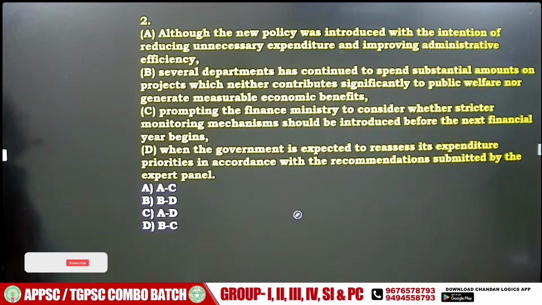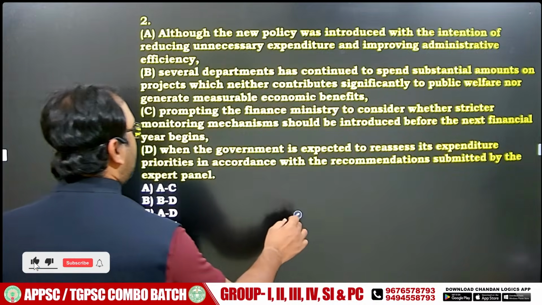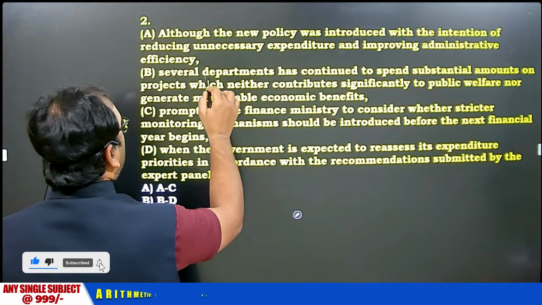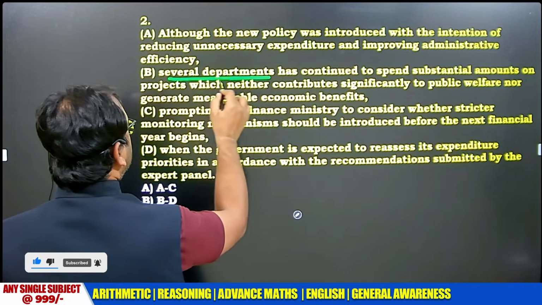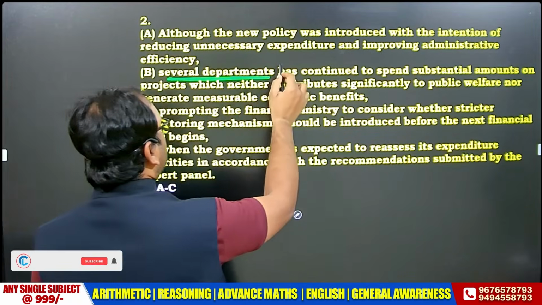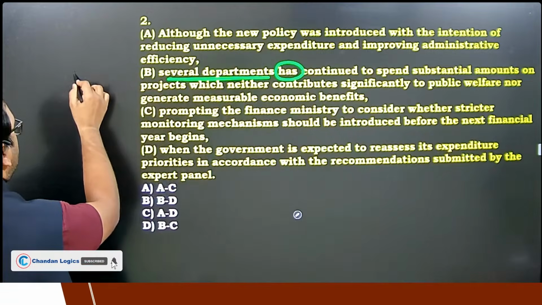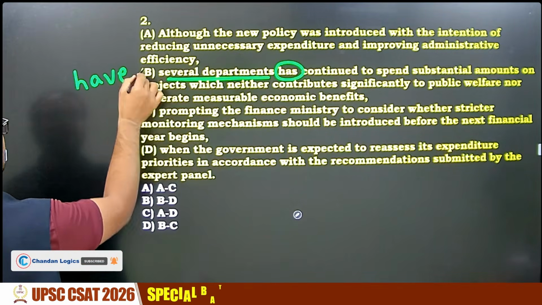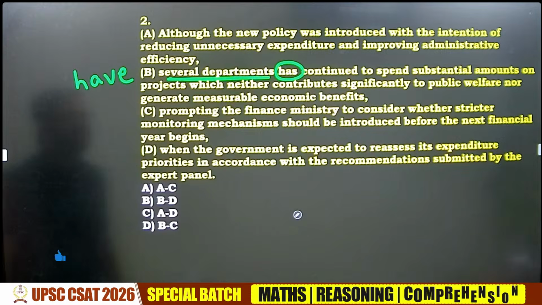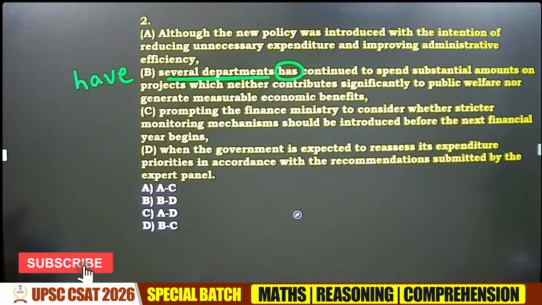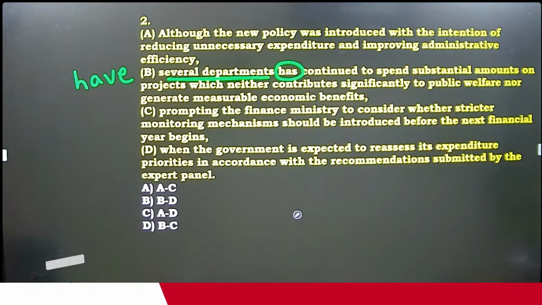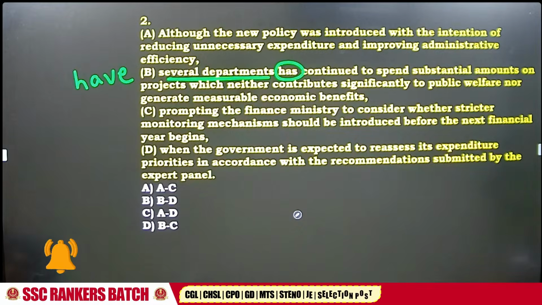I think B is not a problem. B is a cakewalk. You're talking about several departments, so several departments is plural. So you can't use has. You have to use have. Easy question. You're talking about several departments, which is naturally plural. So you have to use have. Several departments have. That is fine. So what is the other problem?